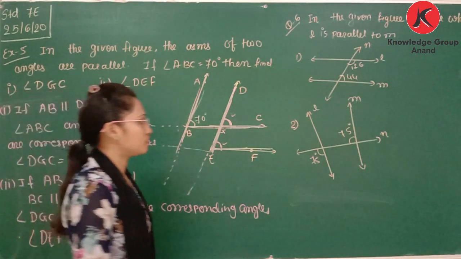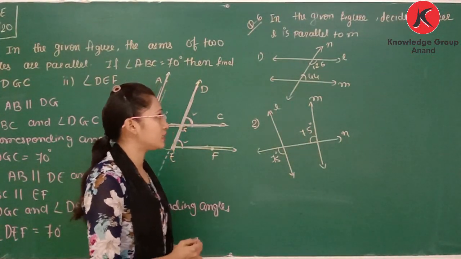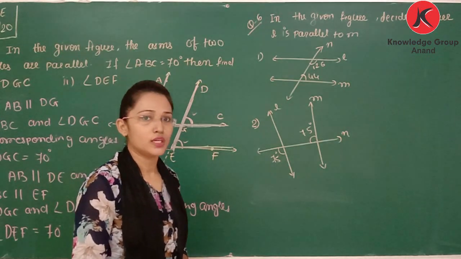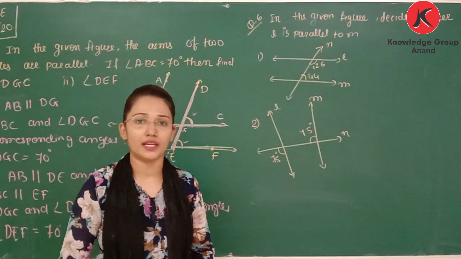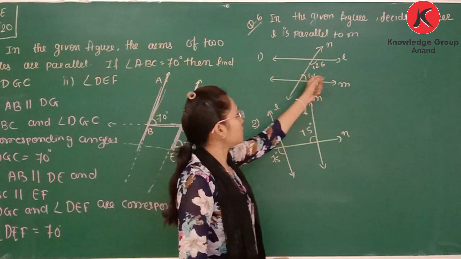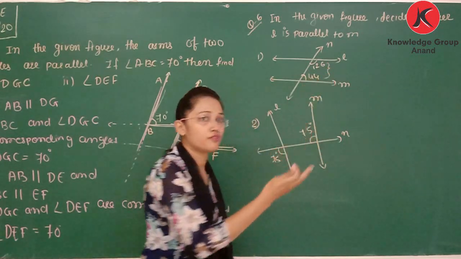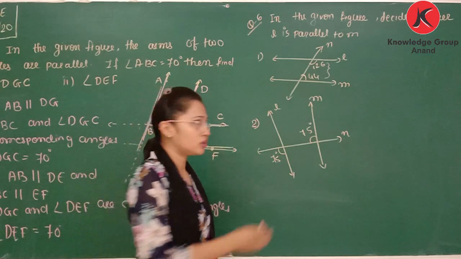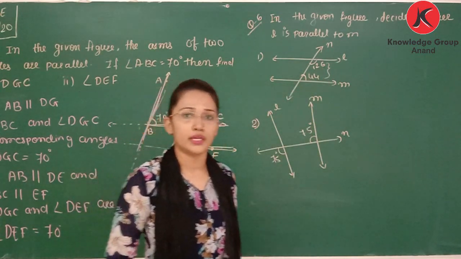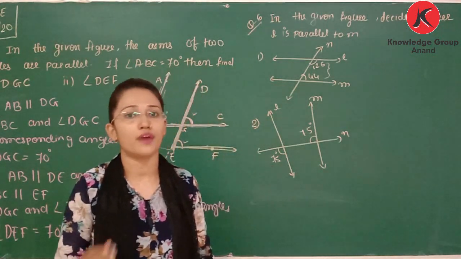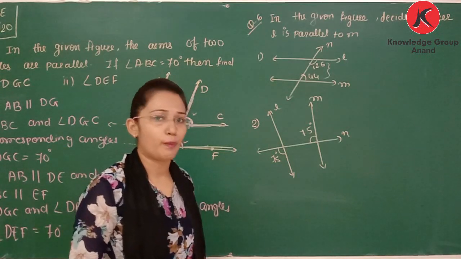Now question number 6. In the given figure, decide whether L is parallel to M. Observe the figure and decide whether L and M are parallel or not. So here these two angles are given. Now what is the pair of these interior angles on one side of the transversal? Yes or no? These are the interior angles on one side of the transversal. And we know the property, if interior angles on one side of the transversal are supplementary, then the lines are parallel.